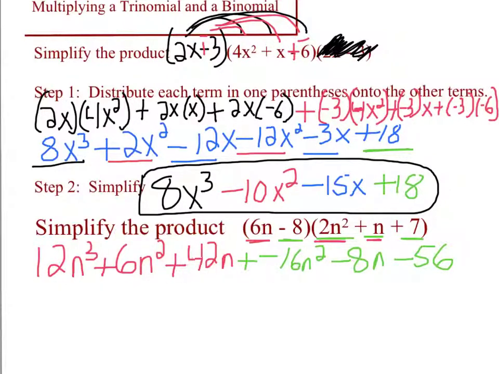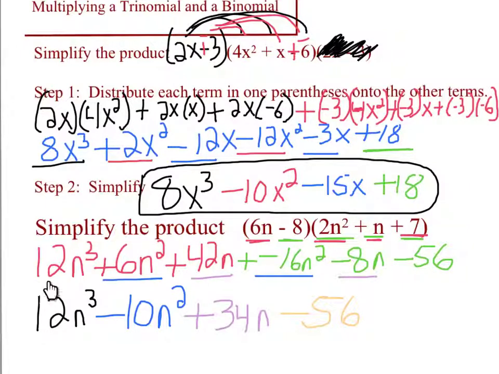This is what I got when I multiplied the 6n to everything. And then I went through with the green marker and multiplied everything by the negative 8. So now I'm going to combine my like terms. Lastly, here's what I ended up with: 12n to the third minus 10n squared, because I put these together. And then plus 34n, because I took this negative 8n and put it with the 42n. And then negative 56 is just at the end. So here's the answer I ended up with.